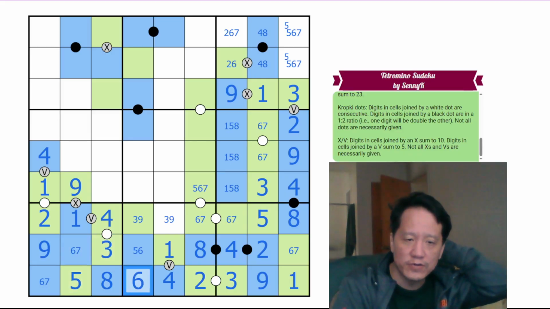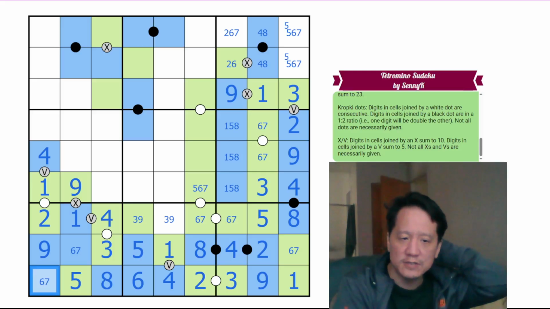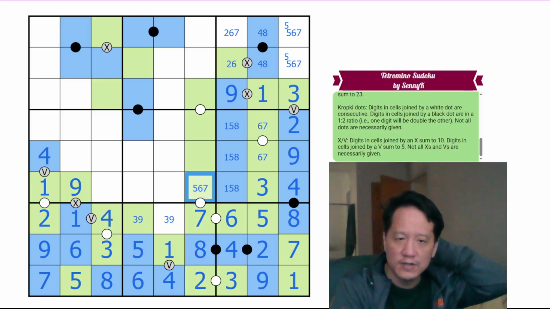5 eliminates 5 here, so it's 6 and 5. 6 eliminates 6 here, so it's 7 and 6. 6 eliminates 6 here, so it's 7, which is consecutive with only 6 here.